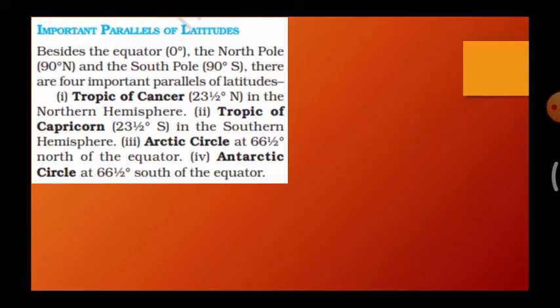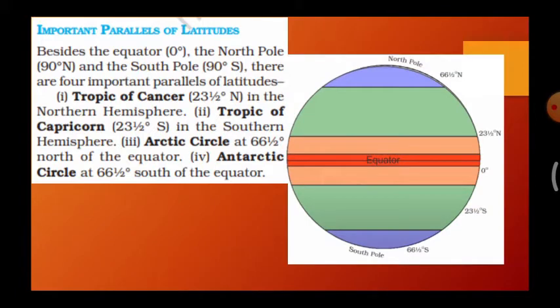Important parallels of latitudes. Besides the equator, the North Pole 90 degree N and the South Pole 90 degree S, there are four important parallels of latitudes. So children, there are four parallels in the latitudes. So see here, this is the picture of the earth. The center line is the equator. The top one is the North Pole and the bottom one is the South Pole.